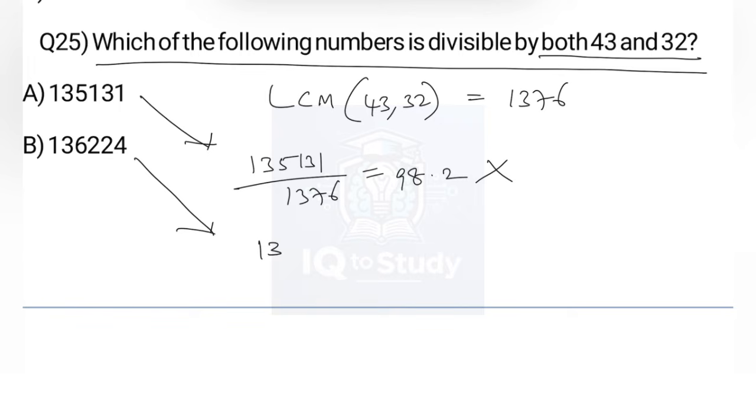If we take option B, 1,36,224 divided by 1376, it is exactly equal to 99. It is completely divisible. So option B is correct.